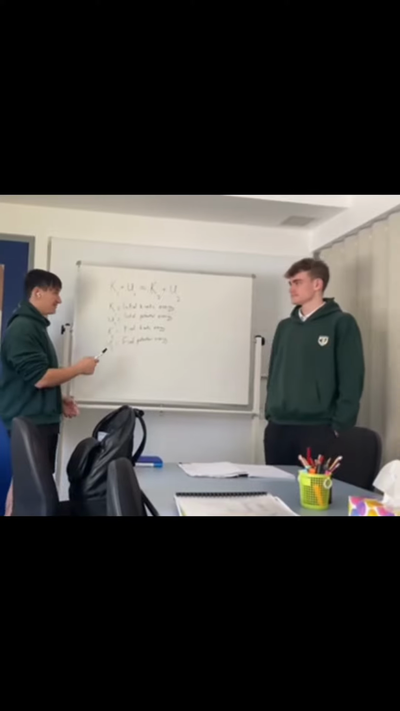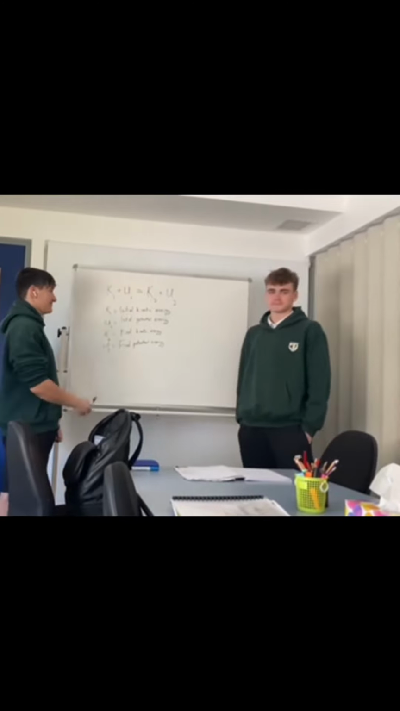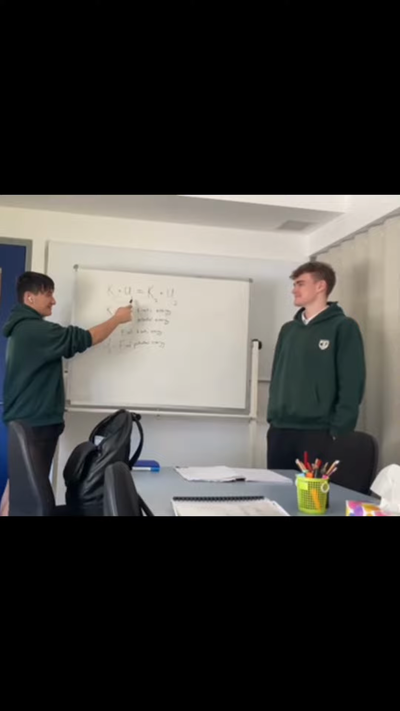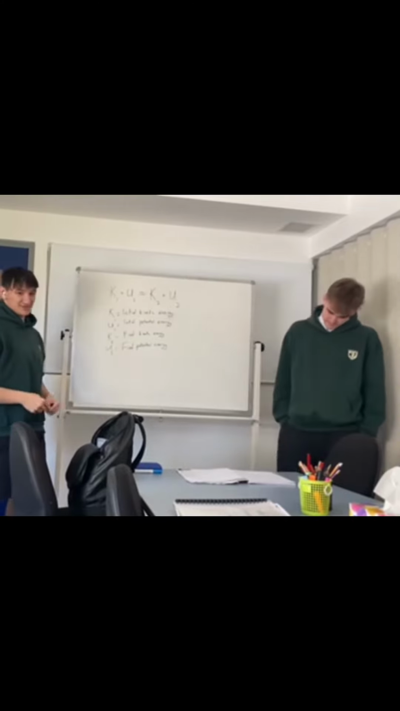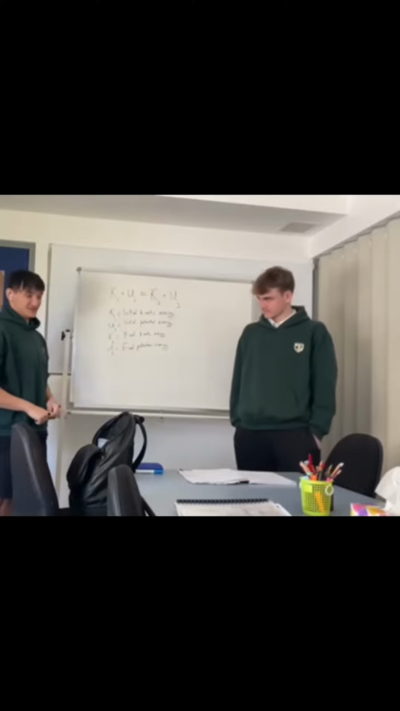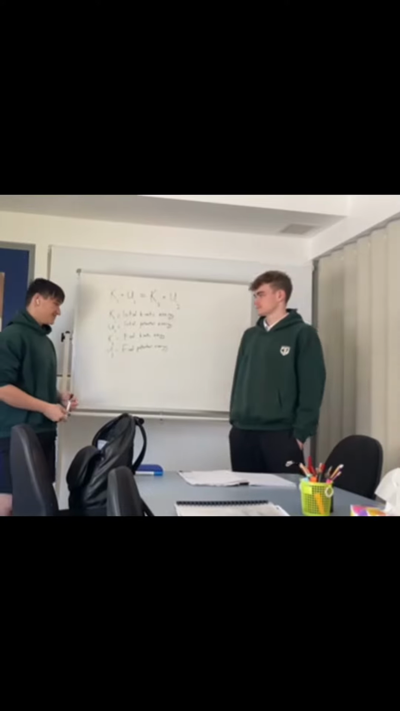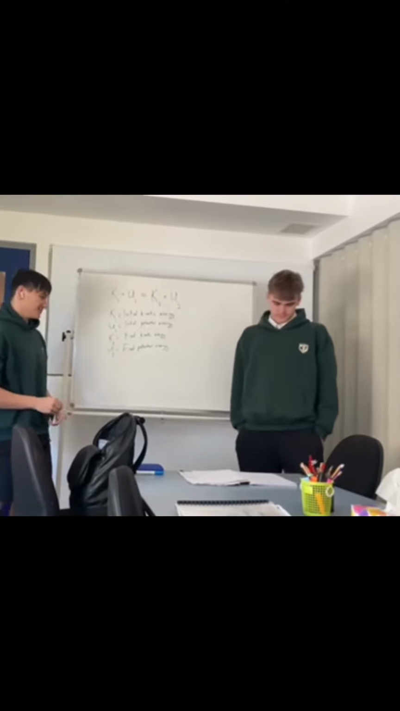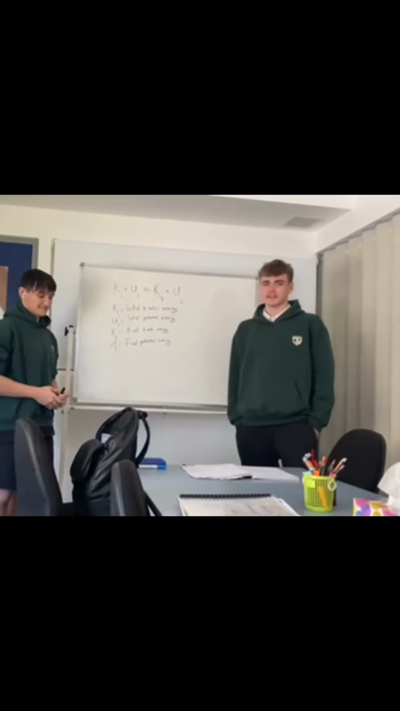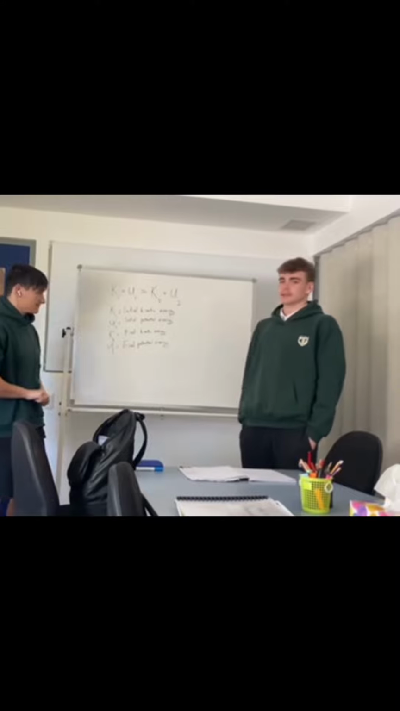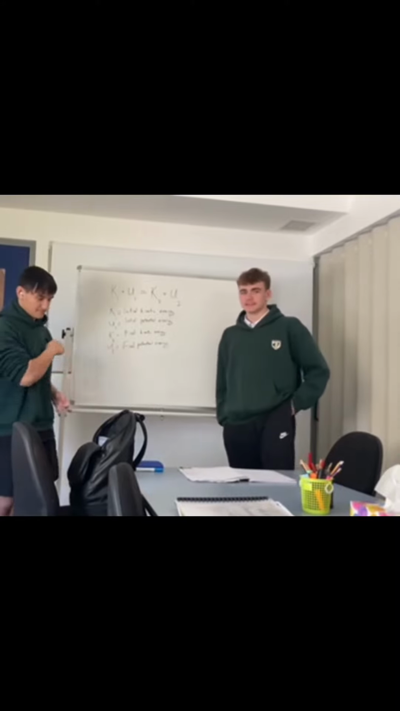This is the formula for conservation of energy. K1 plus U1 equals K2 plus U2. K1 is the initial kinetic energy, U1 is the initial potential energy, K2 is final kinetic energy, and U2 is final potential energy. This formula relates to the law of conservation of energy, as all energy cannot be created nor destroyed but is transferred in different forms.